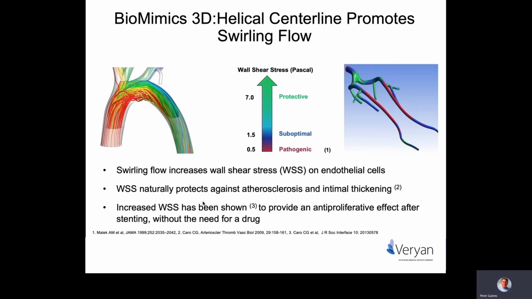High wall shear stress is a natural way of protecting against atherosclerosis, and indeed it is possible to map the generation of atherosclerosis around the body to areas of low wall shear. In particular, I think about the carotid bulb and the superficial femoral artery. In addition to protecting against atherosclerosis, high wall shear protects against intimal thickening. When that intimal thickening becomes profuse, then that results in restenosis.